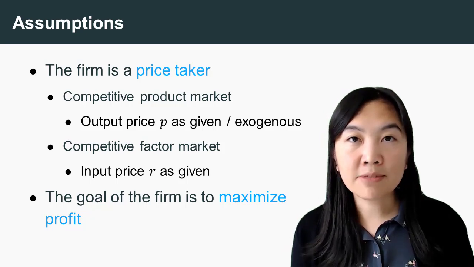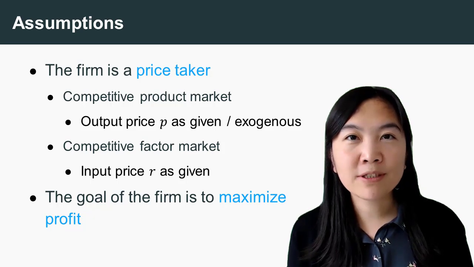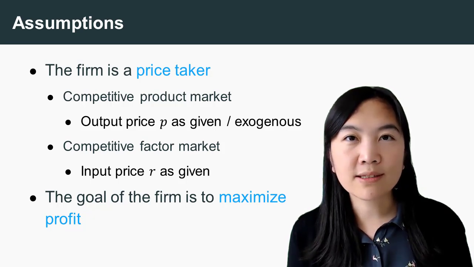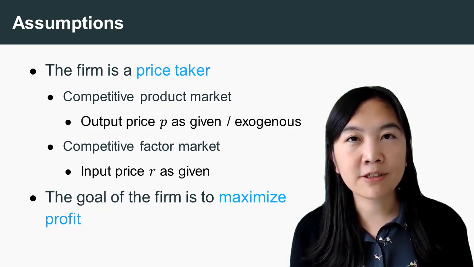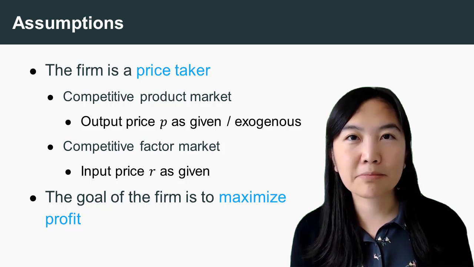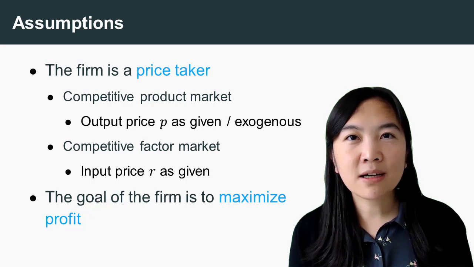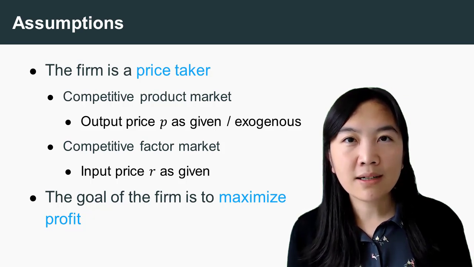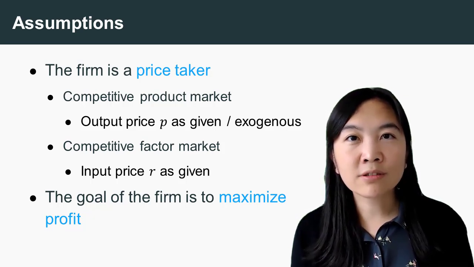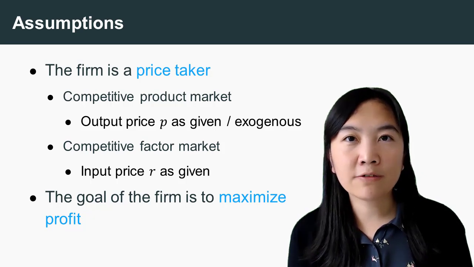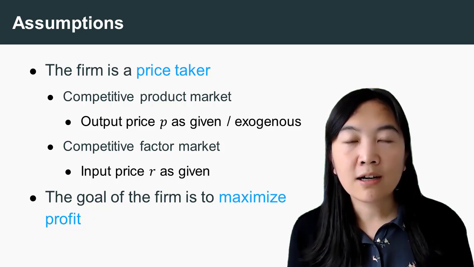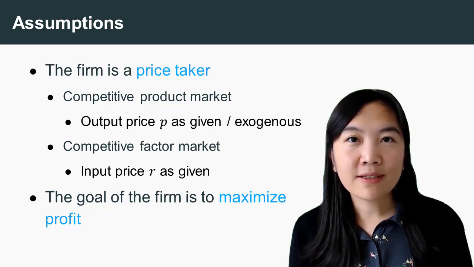Another assumption for most of this course is that the objective of the producer is to maximize profit. There might be some exceptions to this assumption, but in general, the objective of producers is profit maximization. And let me mention a few exceptions.